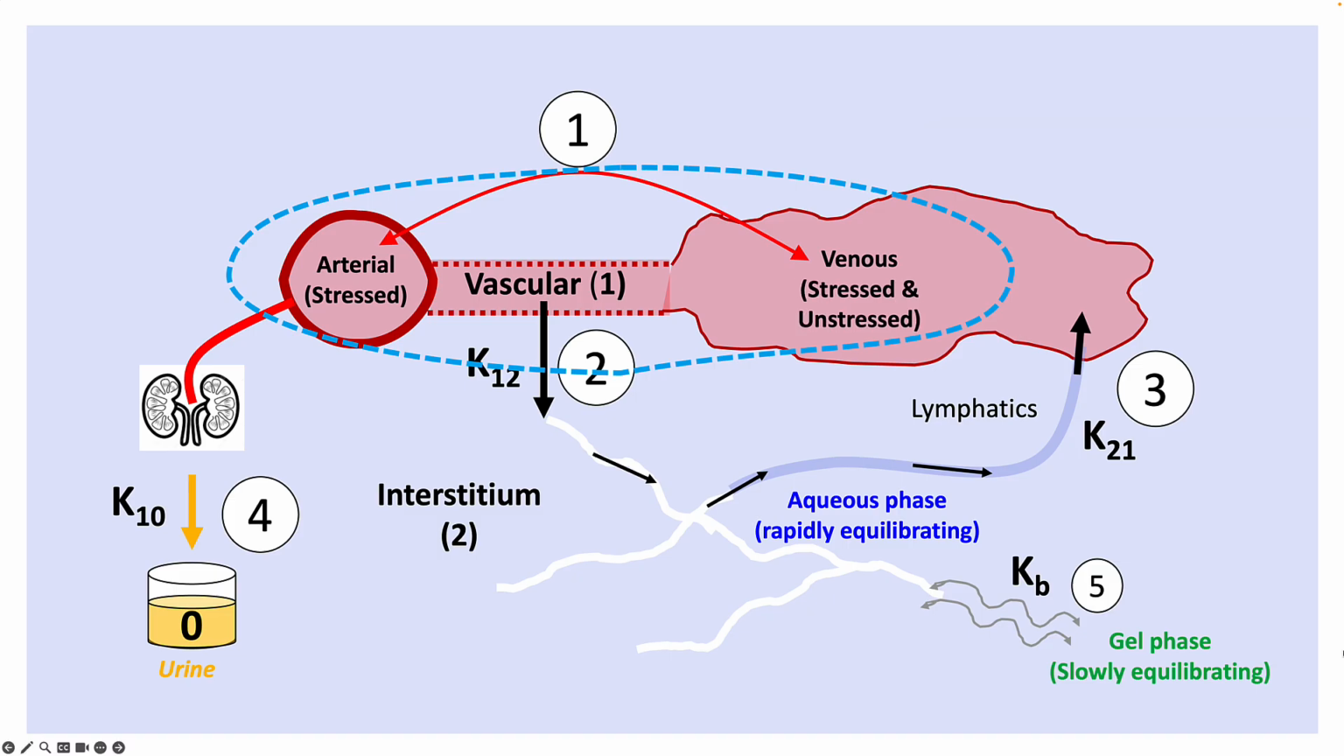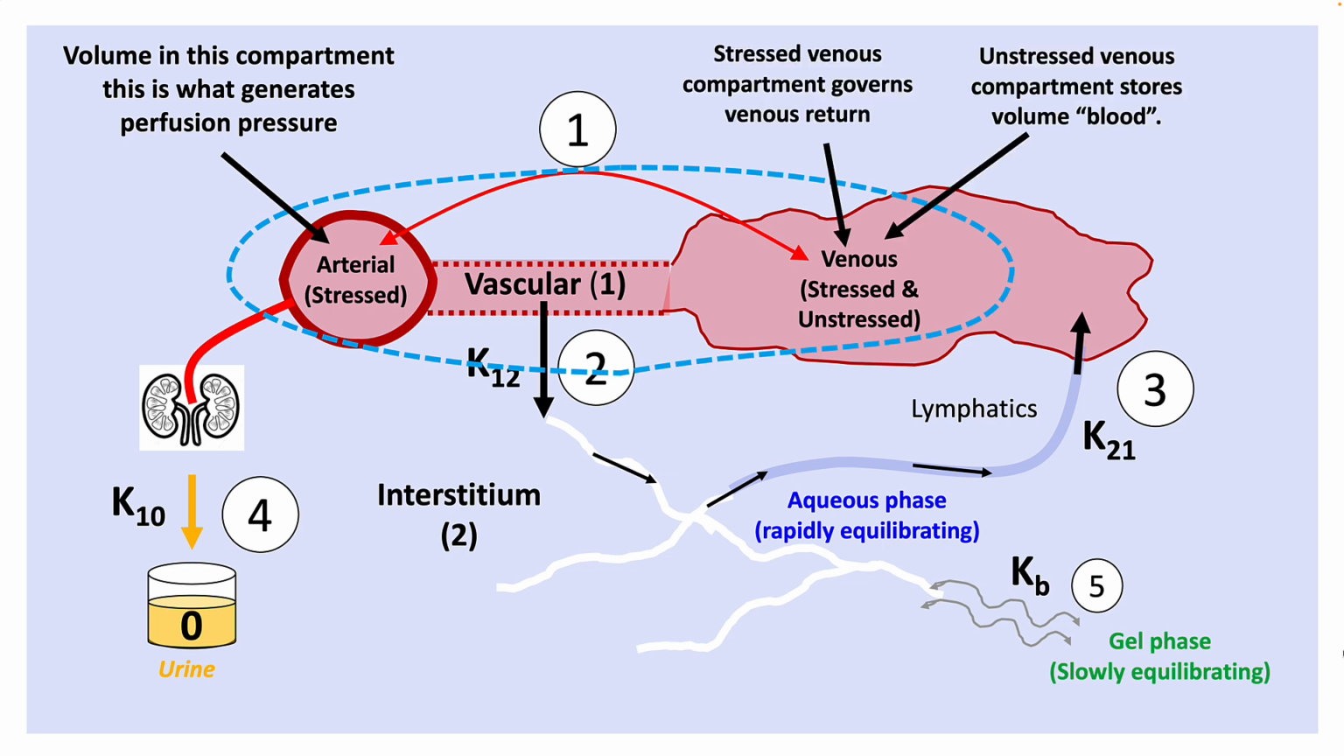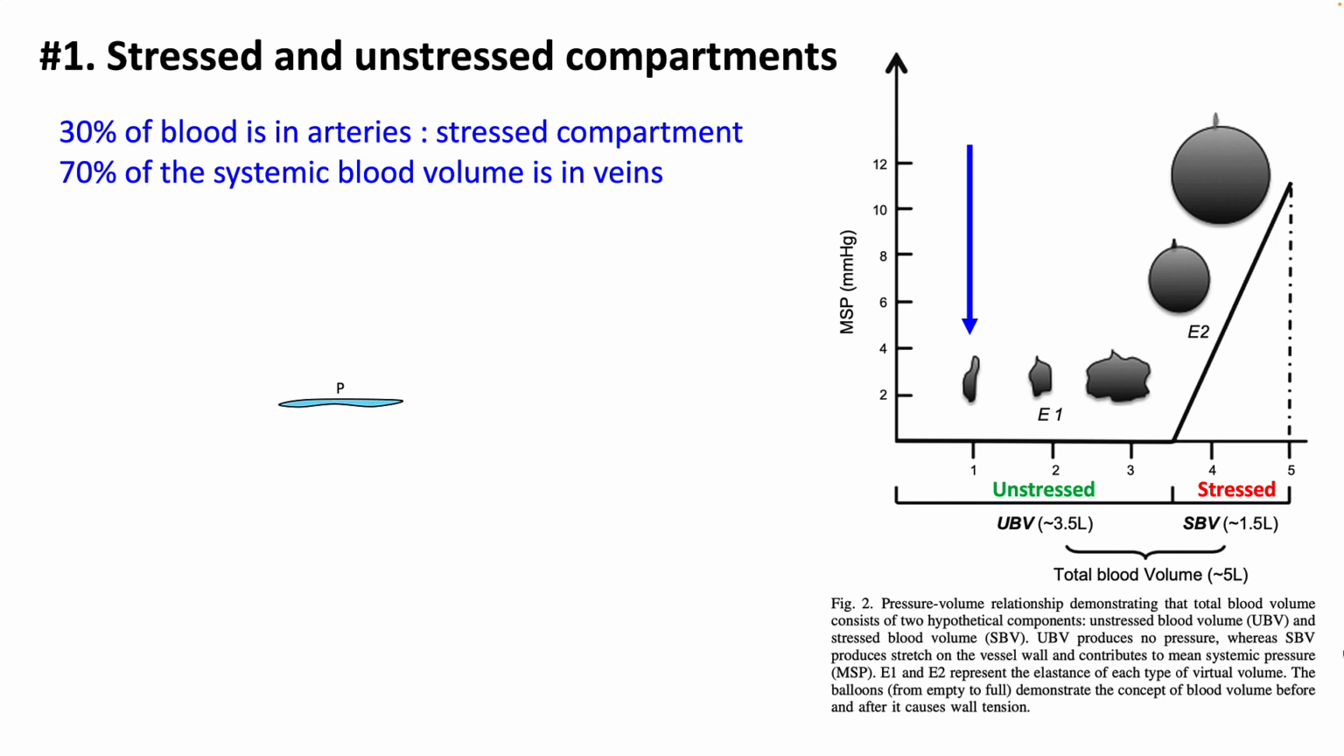Let's talk about the vascular compartment first. The blood in the arterial compartment is the stressed volume, and this is the compartment that generates your perfusion pressure. The blood in the venous compartment has both stressed and unstressed portion. Stressed venous compartment governs venous return, while the unstressed venous compartment stores the volume. So 30% of your blood is in the arteries, that is your stressed compartment, and 70% of your blood volume is in the venous system.